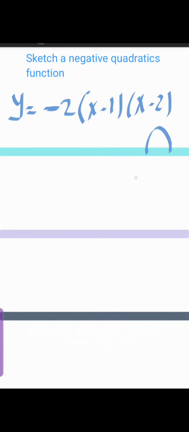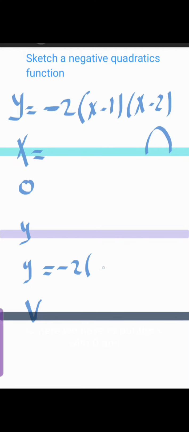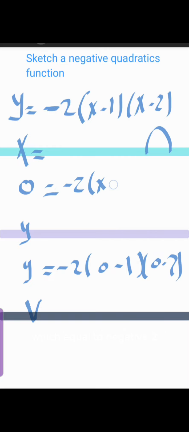To sketch the graph of any quadratic function, we get the x-intercept, the y-intercept, and the vertex. For the x-intercept, we just put y equal to 0. For the y-intercept, we have to put x equal to 0. So here we put y equal to 0, which gives -2(x - 1)(x - 2) = 0, and here we divide by -2.